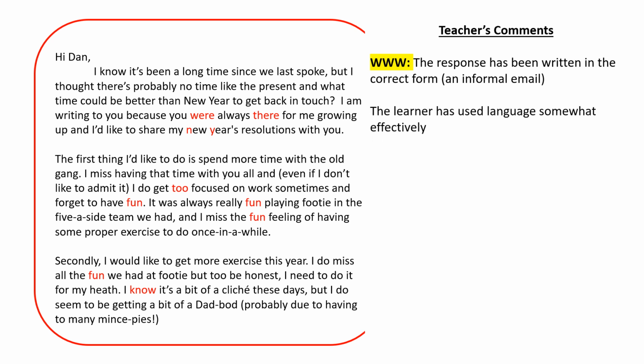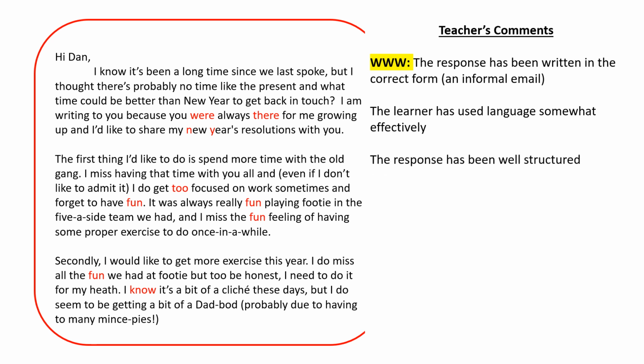The next thing that has worked well is the learner has used language somewhat effectively. Now it's important to note that the teacher said somewhat effectively, which means that they've started to use quite good language, but it's not really where we need to be for a high level level 2 or even GCSE English response. And we can see that with things like there's a lot of emotive language in there, they've used some rhetorical questions, and they're starting to think a little bit more about the actual main body of the writing as well.